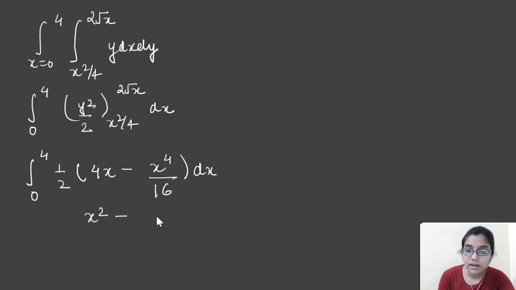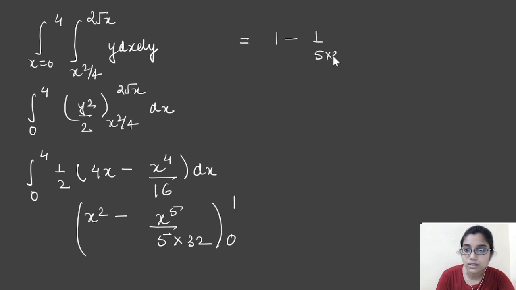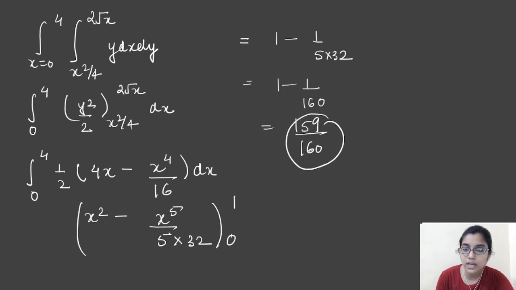Then here we will have x to the power 5 by 5, and 16 into 2 we have 32, and then we have to apply the limit from 0 to 1. So what we are getting is 1 minus 1 by 5 into 32. So this is the answer that we are getting. So we just solve it and see what final answer we are getting. This is going to be 160, and then 160 minus 1, that is 159 by 160. This is the answer that we are getting for this question.